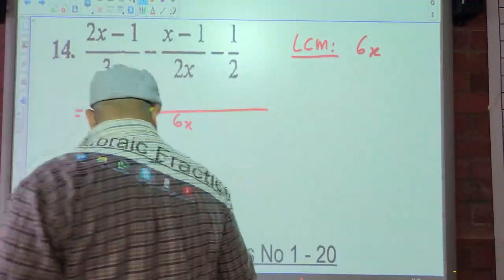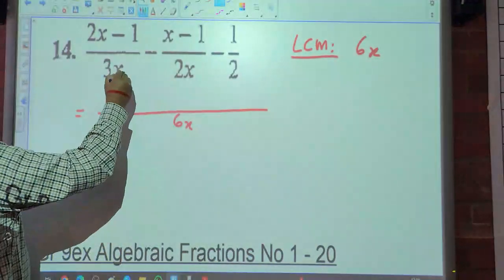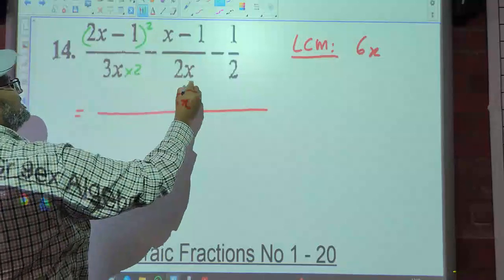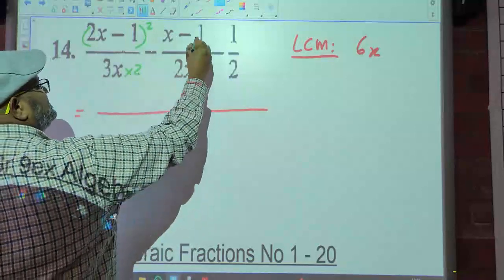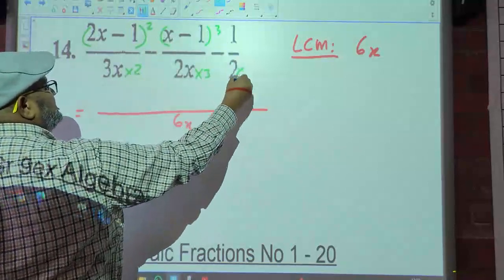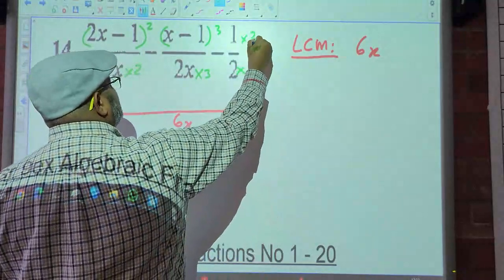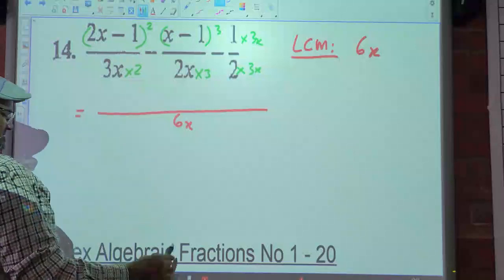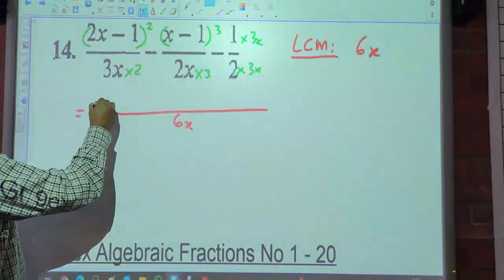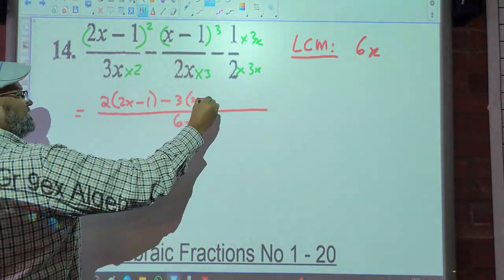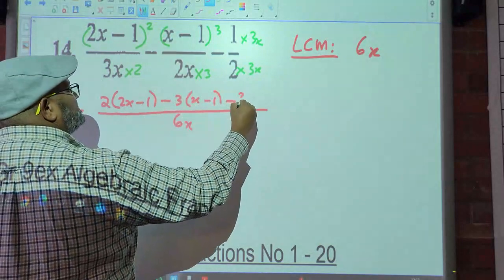So we ask ourselves, 3x times what is 6x? 2. So you times it by 2. 2x times what is 6x? 3. 2 times what is 6x? 3. So what I do is I do not multiply out immediately. So I say 2 into x minus 1, minus 3 into x minus 1, minus 3x into 1.